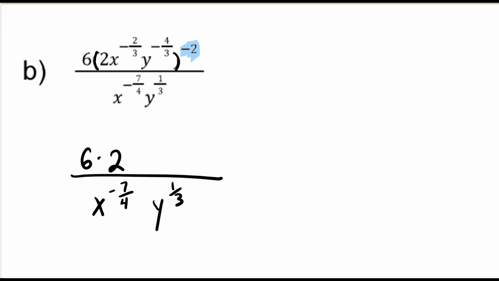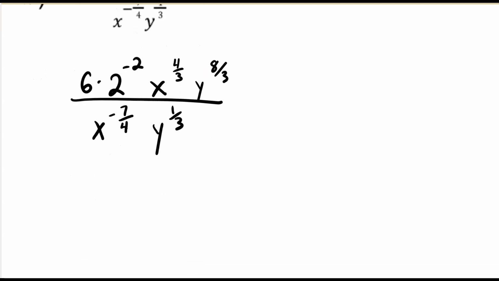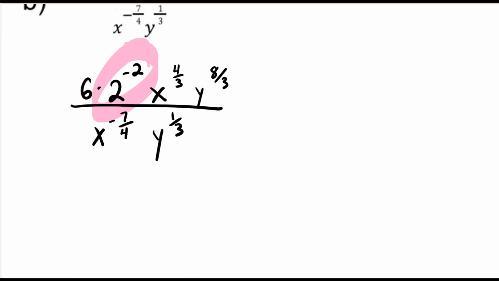But in my numerator, I'm going to have 2 to the negative second times x to the negative 2 thirds times negative 2 would be positive 4 thirds. And then negative 4 thirds times negative 2 would be positive 8 thirds. So now I could start subtracting exponents since I'm dividing, but again, since I have negative exponents, I'm just going to swap where they are real quick, especially for that 2 to the negative second. I want to make sure I deal with him.